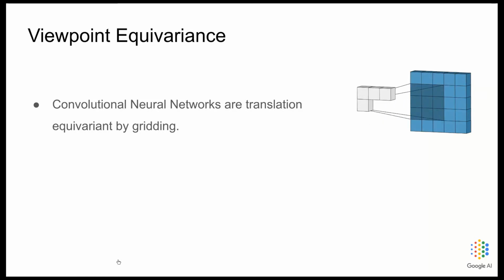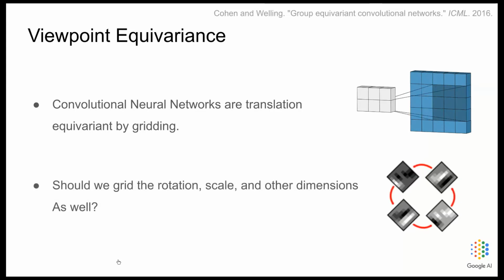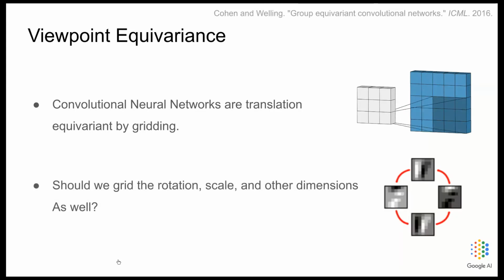The question is, should we stick to CNNs and grid all degrees of freedom in the viewpoint as well? Or should we, for example, find new basis functions and replicate filters or computations in a new basis? A proposed solution is capsule networks.